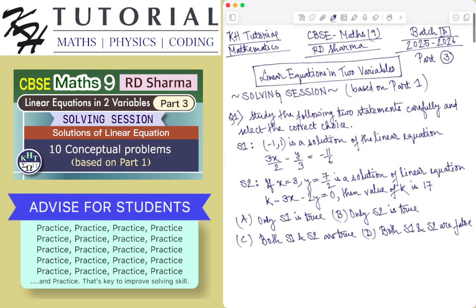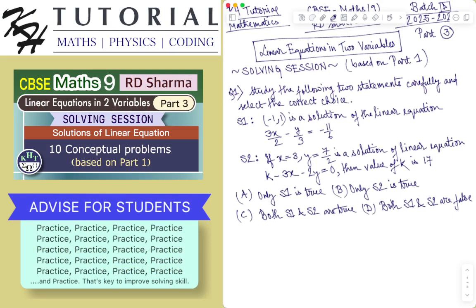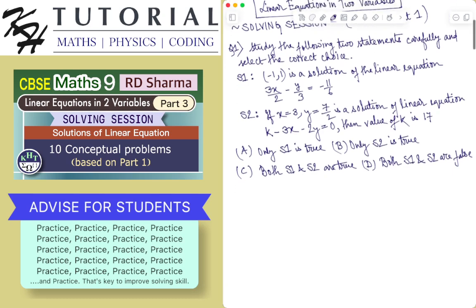Okay. So the first question says that study the following two statements carefully and select the correct choice. The statement 1, S1, is saying that the ordered pair minus 1 comma 1 is a solution of the linear equation given in the question. And statement 2 is if x equals 3 and y equals 7 by 2 is a solution of the linear equation, then the value of k is 17. The choices are only S1 is true, only S2 is true, both S1 and S2 are true, both S1 and S2 are false. So we have to verify whether the statements S1 and S2 are true or not.